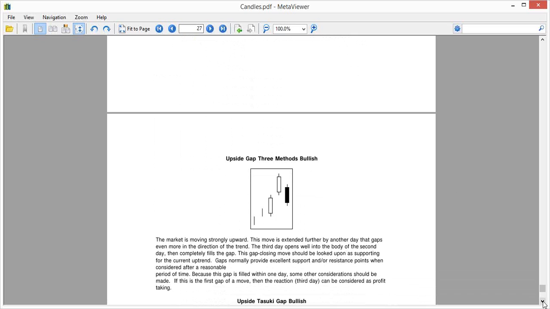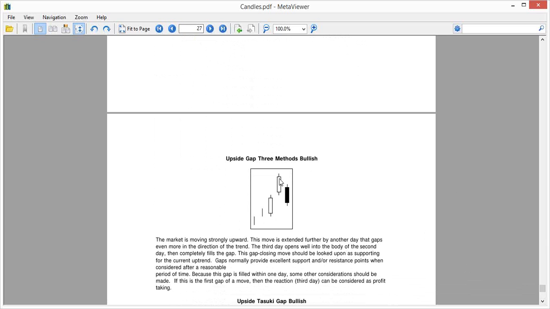Gaps normally provide excellent support and/or resistance points when considered after a reasonable period of time. Because the gap is filled within one day, some other considerations should be made. If this is the first gap of the move, then the reaction on the third day can be considered as profit taking. So we can see our gap, okay, and it gapped up, and then the market sold. So you'll be looking to take some profit here.